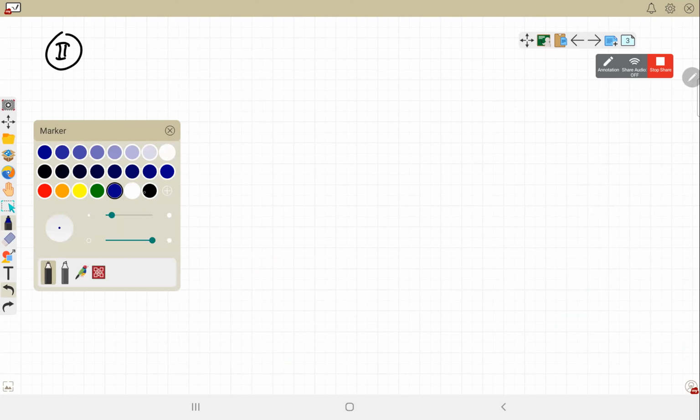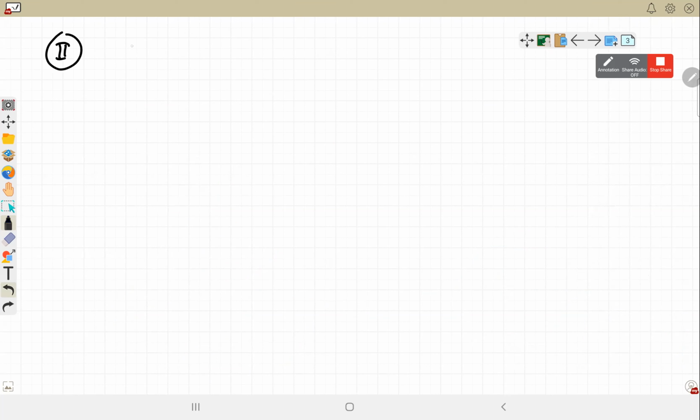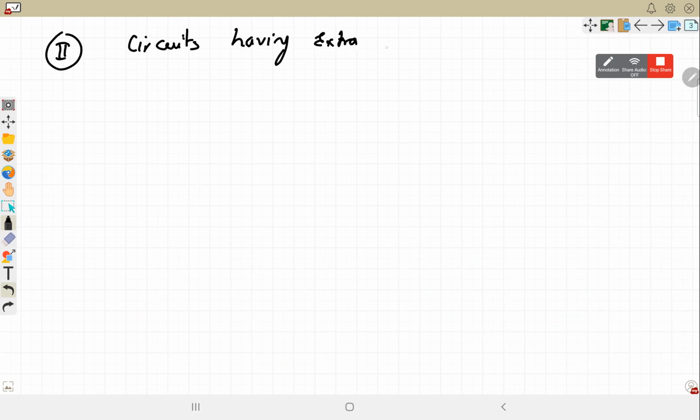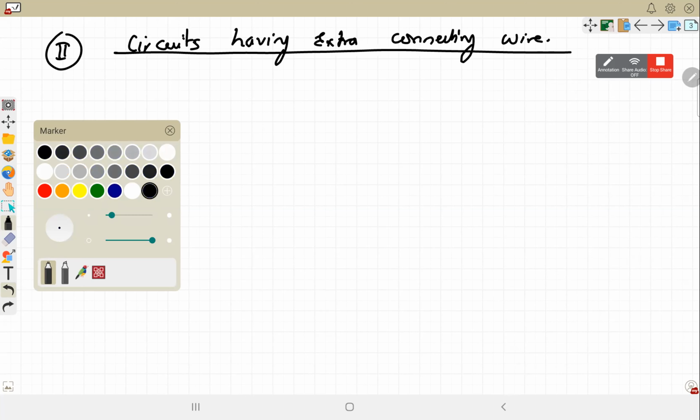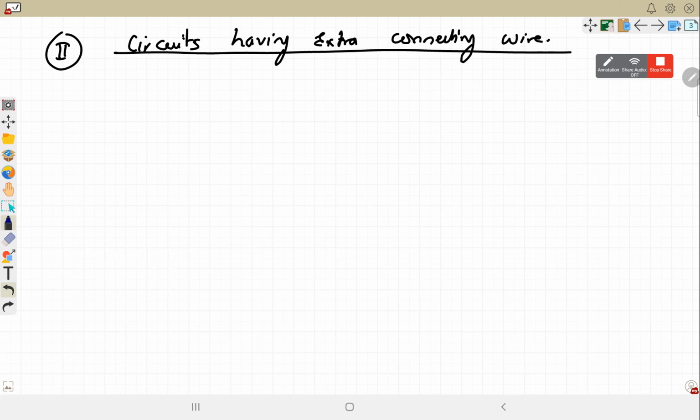Second is circuits having extra connecting wire. So I'm taking those cases which we did in the capacitor, almost a similar case, but only the series and parallel formula is opposite. The formula for capacitor series becomes parallel for resistor. Likewise.